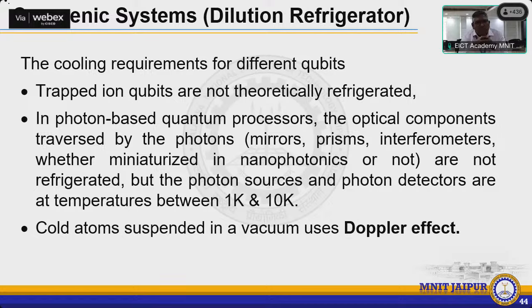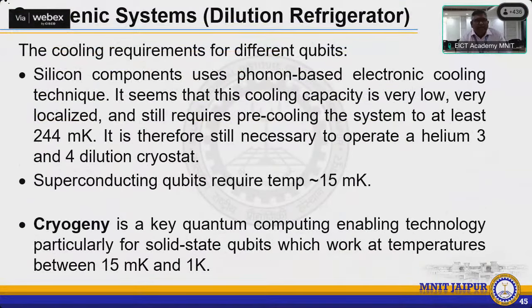But then the cold atoms are suspended in vacuum using Doppler cooling, right? And when you look at different qubits, the silicon components used in photon-based electronic cooling techniques have very low cooling capacity, very localized. It requires pre-cooling the system to at least 244 millikelvin. Therefore, it is necessary to still operate a helium-3 and helium-4 dilution cryostat. So the material used to keep the temperature low is helium-3 and helium-4, right? These chemical components are used to maintain that temperature.